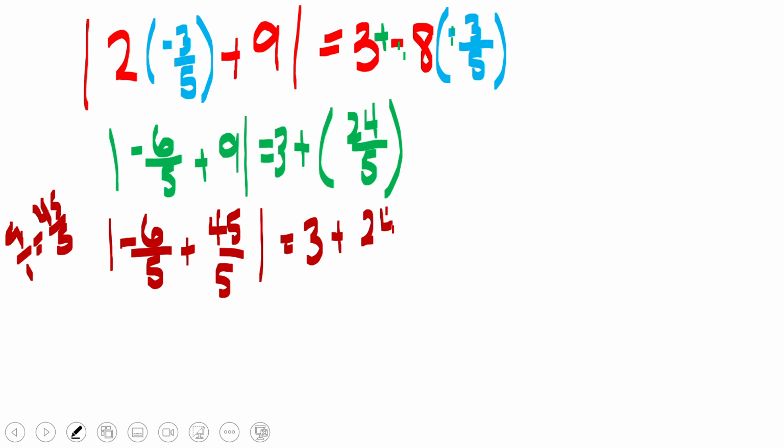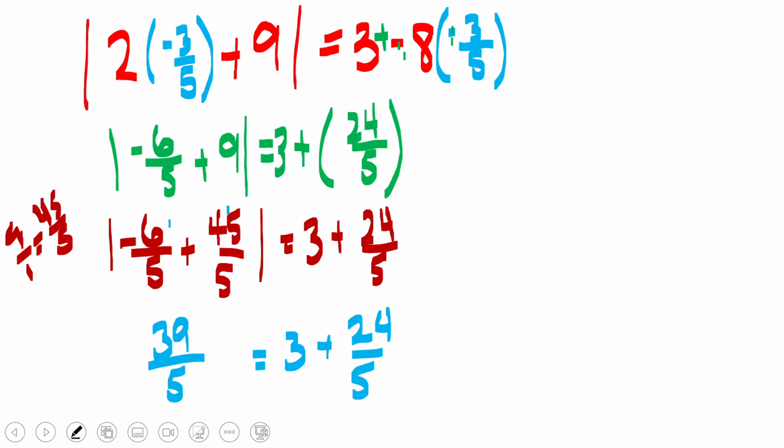And we've got 3 plus 24/5 here. If we subtract 24/5 shortly, we're going to be able to do that as well. But let's see what we've got. We've got -6 plus 45. That's the absolute value of that. And in the positive, it's going to be 39/5, all equal to 3 plus 24/5. We're going to subtract 24/5.